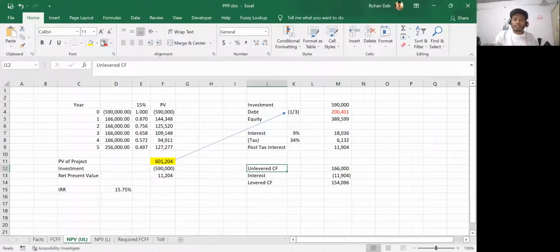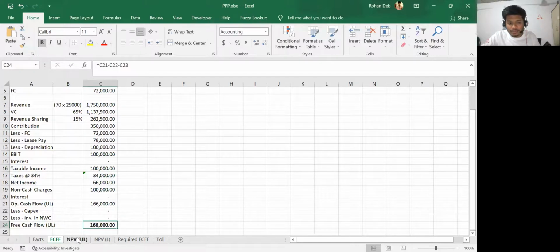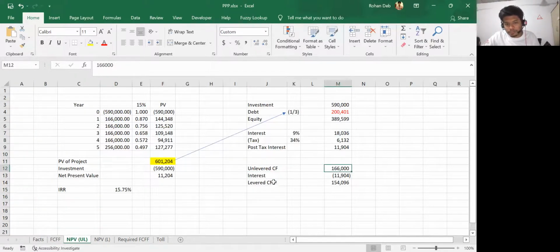Unlevered cash flow basically is the cash flow that was being generated before I took the debt. So before I took the debt, my unlevered cash flow from this sheet was coming to 166,000. So I put that amount. Then I reduce the interest. My post tax interest payment, because I'll get a tax shield, of 11,000. So from that you reduce the interest portion, which comes to the levered.